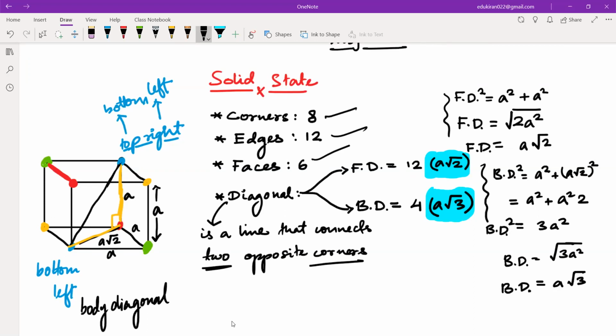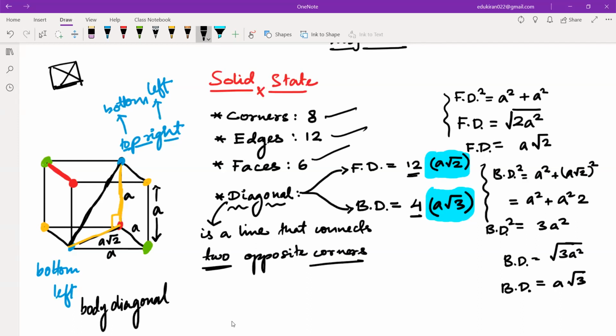But there is a new term, that is diagonal. Now in this we can see that there are 2 types of diagonal. Each face will have 2 diagonals, right, Hamza? Each face will have 2 diagonals, and there will be body diagonals as this one. If you can see, this is a body diagonal. So we will have 4 body diagonals and 12 face diagonals.